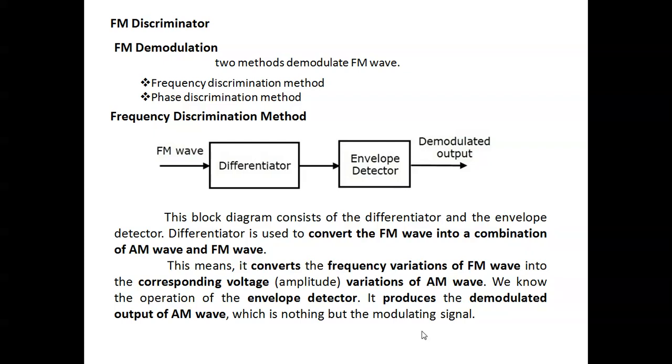So with the frequency variation of the FM wave, the envelope detector detects the envelope of the modulated signal. The differentiator differentiates the carrier signal and the message signal. Then the envelope detector detects the envelope of the signal, and then we can find the original signal. Based on that, we get the demodulated output signal, which is called the message signal.